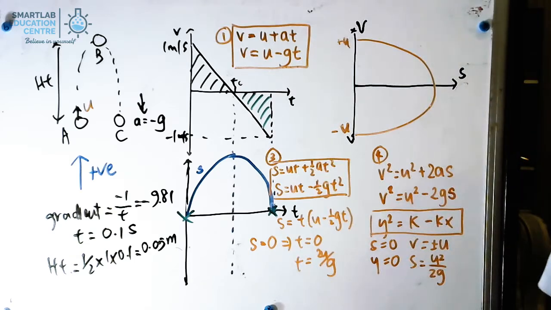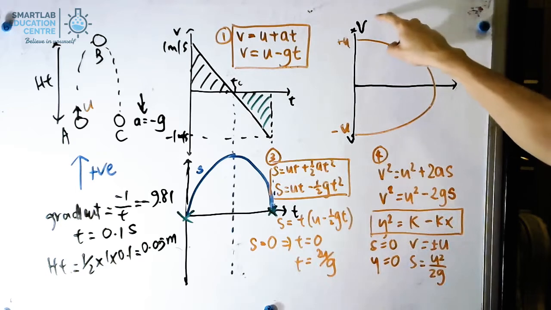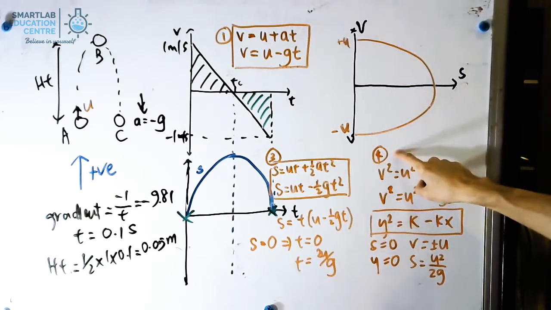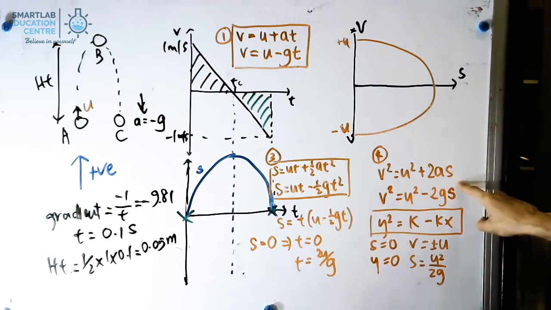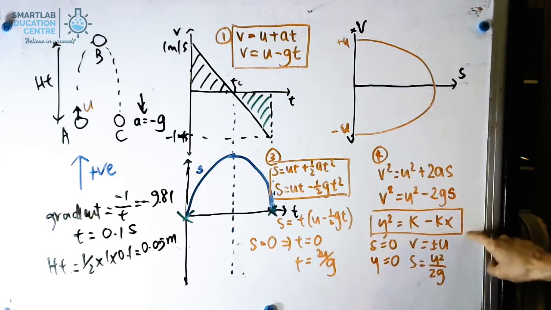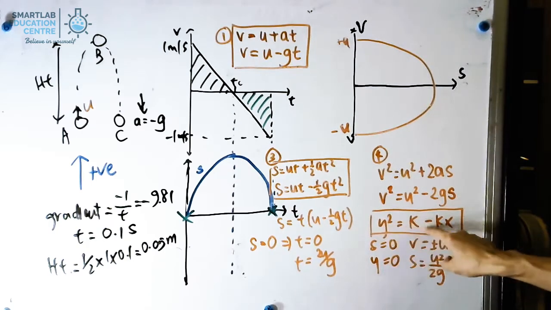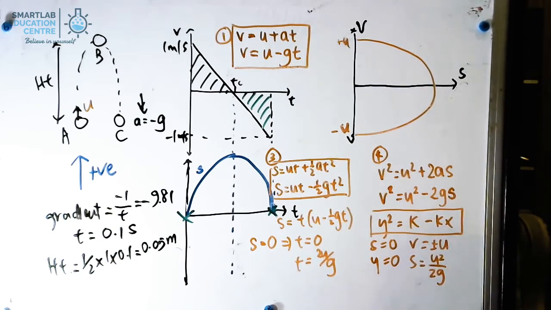There's actually one more graph that sometimes could be asked in exam, which is the VS graph. If they want the VS graph, then you have to use formula set 4, the last set of formula, v squared equal to u squared plus 2as. So this will be the expression now. And remember that your graph now looks somewhat like y squared equal to k minus kx, because your 2g is constant, and your u squared is actually a fixed value.